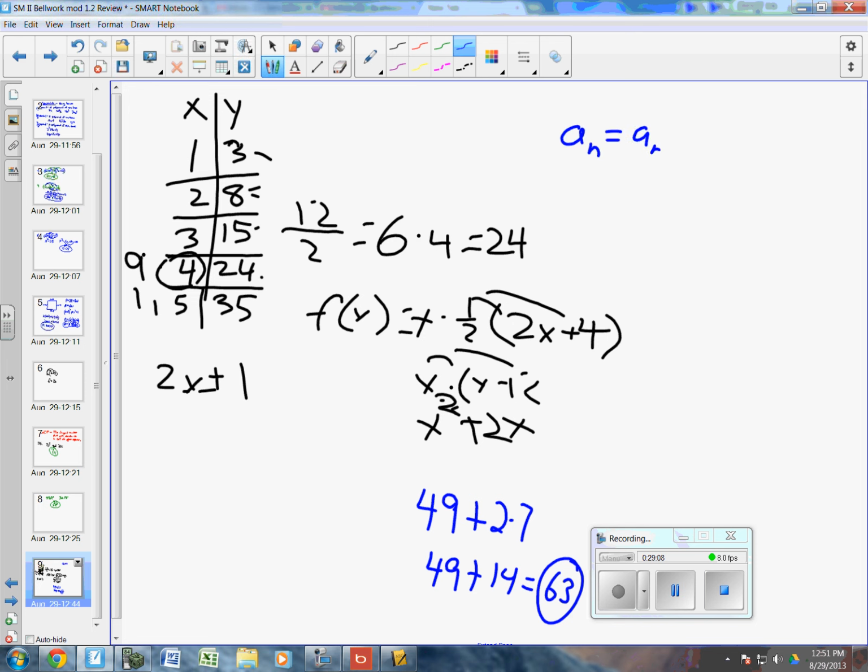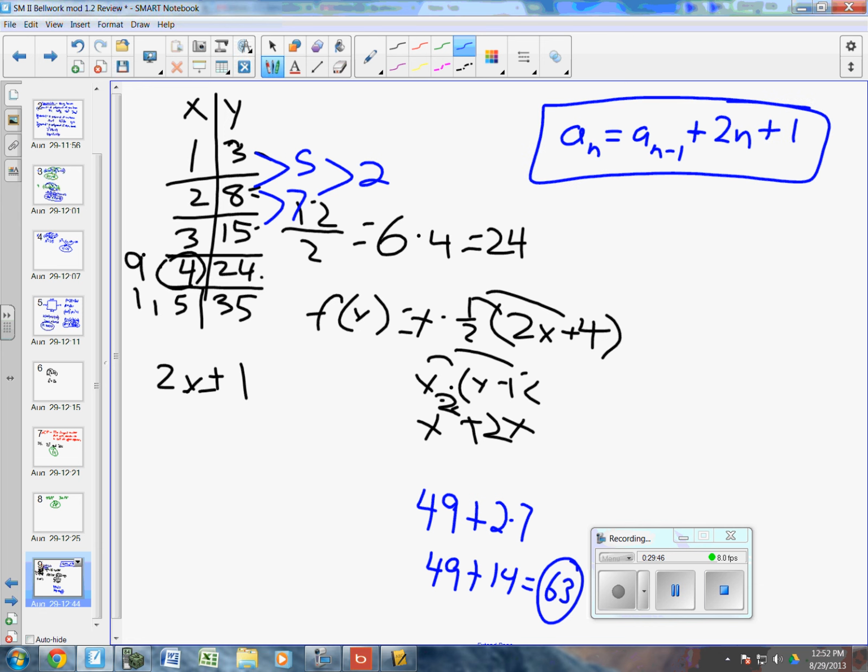a sub n equals a sub n minus 1. And since the difference between terms is 2, then it's going to be 2n. So you've got to just add 2 every time. And if you notice, the difference between these terms was 5, and then that was 7. So this difference was 2 right out here. So it's 2, and on the first term, 2 times 2 is 4, but you got to add 1 to get the 5. So it's going to be plus 1. So there's the recursive formula for it right there. Okay? That's where you get the recursive formula from.